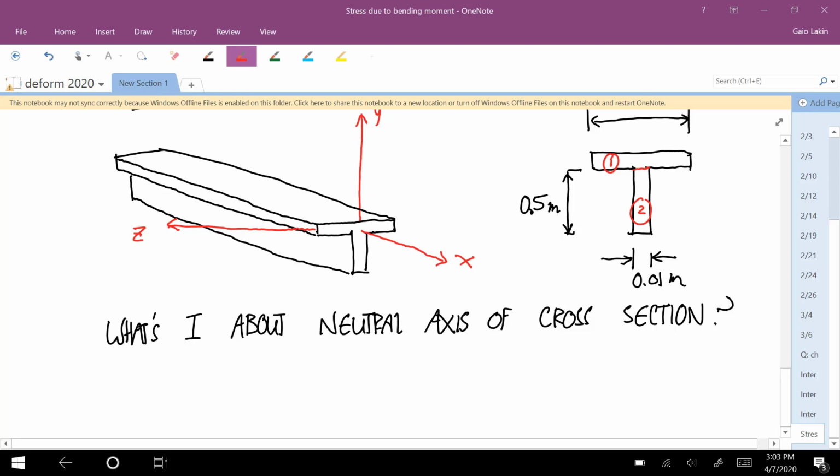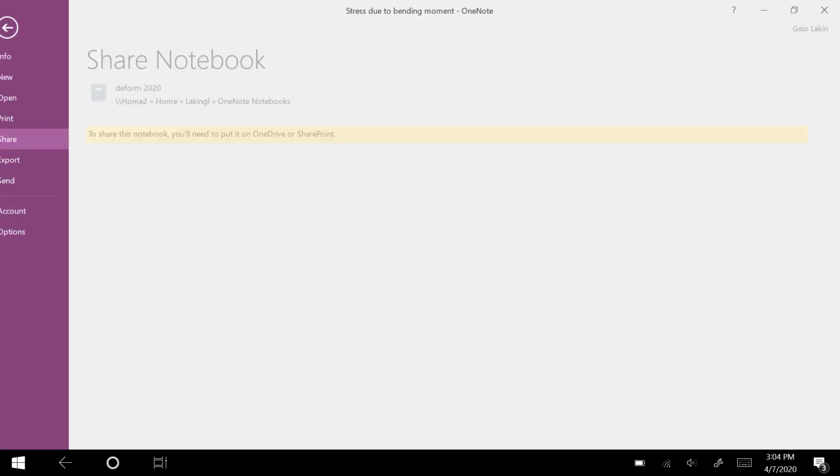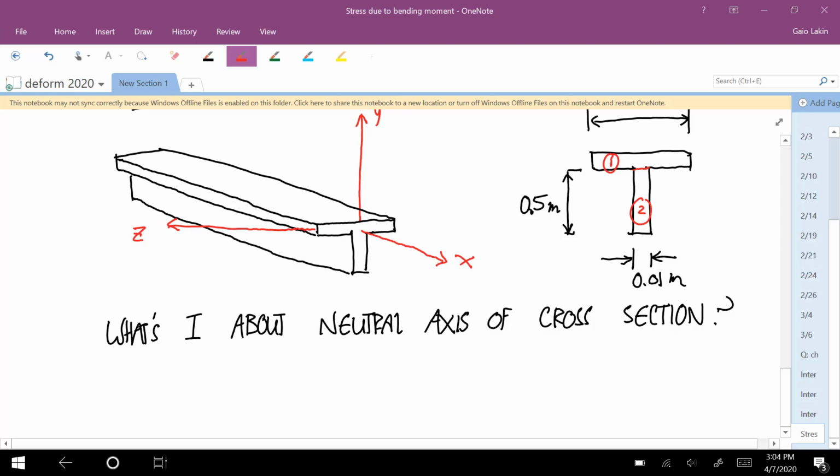Neither of those is the neutral axis of the whole shape. So what we're going to have to do is calculate the centroid of the whole shape, use the formulas to calculate the individual area moments of inertia of the two individual rectangles, and then use the parallel axis theorem for each of those to move the axis from the centroid of the individual rectangle to the centroid, the neutral axis, of the whole shape.